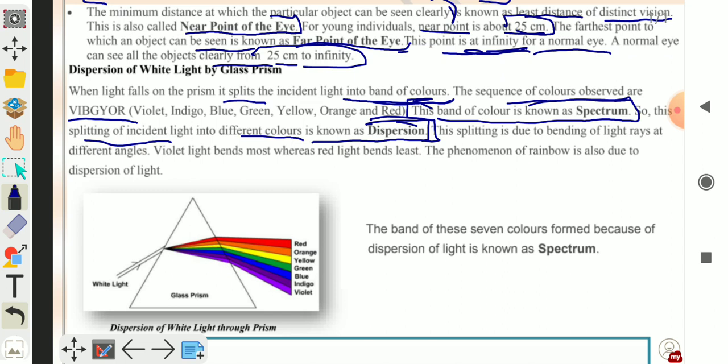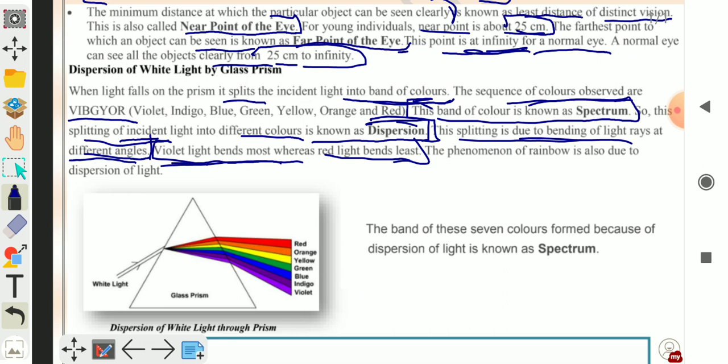This splitting is due to bending of light rays at different angles. जो light rays हैं वो different colors की light rays different angle पर bend होती हैं. इसी कारण क्या बन जाता है? band of colors और dispersion होता है. Violet light bends most. वायलेट लाइट जो है वो सबसे ज़्यादा बेंट होती है, whereas रेड लाइट बेंट लीस्ट. और रेड लाइट कैसी बेंट होती है? सबसे कम बेंट होती है.